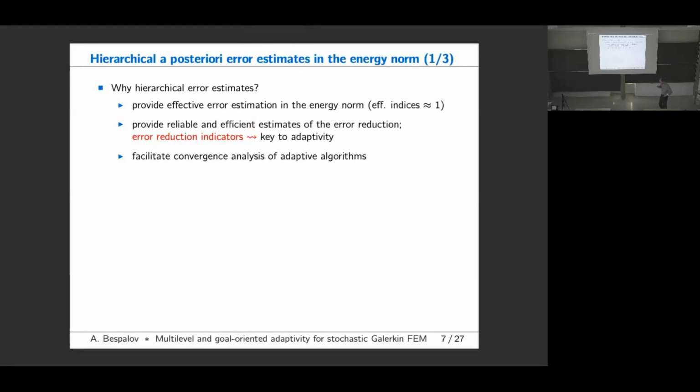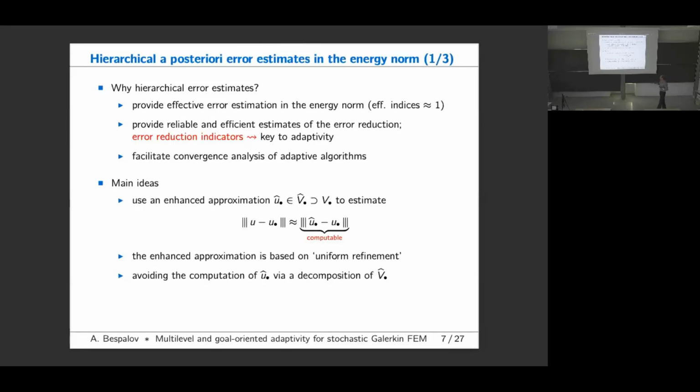Our strategy for the error estimation, as I said, you can use your favorite one, but our strategy is to use hierarchical error estimators in the energy norm. Why? What is our argument for using this type of error estimators? They provide quite effective error estimates in the energy norm, where effectivity indices for the problems that we did numerically were very close to 1. The byproduct of these error estimates is the reliable and efficient estimates of the error reduction that feed into adaptive algorithms. And this second property facilitates convergence analysis, as we will see.